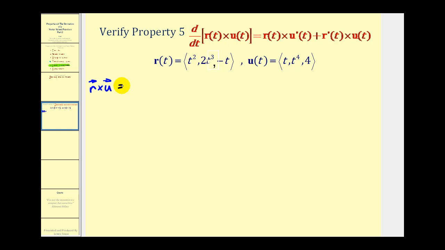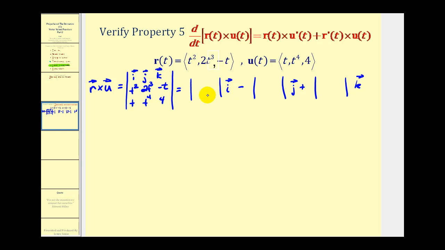We'll do this by evaluating a 3 by 3 determinant where the first row will be the i, j, k vectors. The second row will be the components from the vector-valued function r. So we'll have t squared, 2t cubed, and negative t. The third row will come from the vector-valued function u. So we'll have t, t to the fourth, and 4. And we'll evaluate this by using the cofactor expansion method.